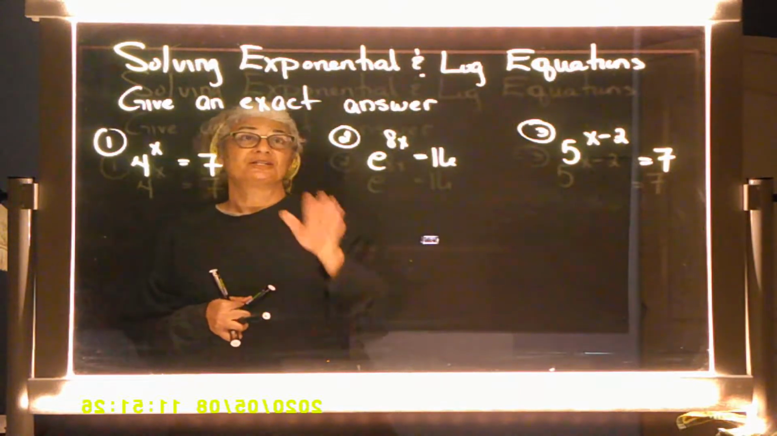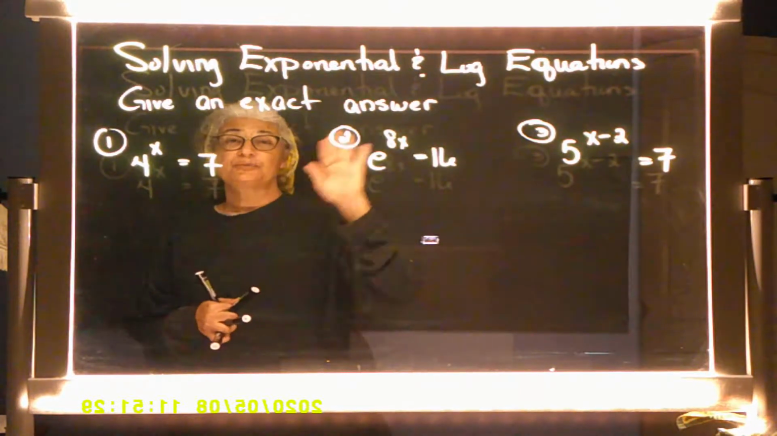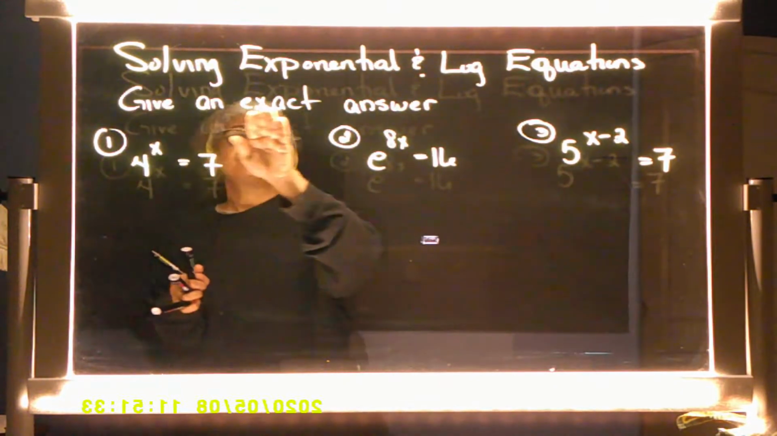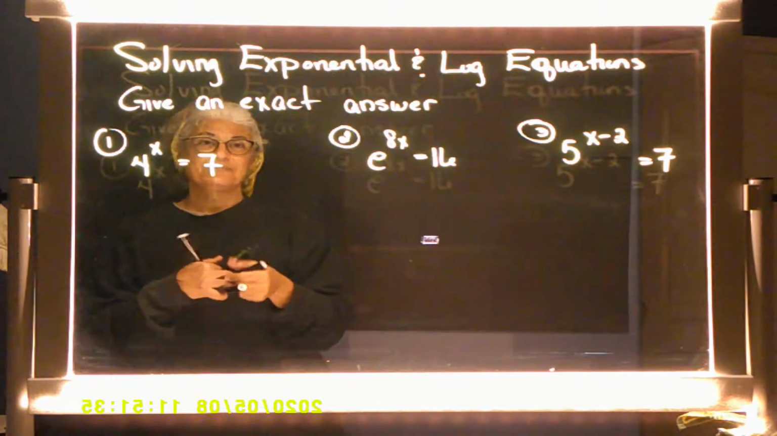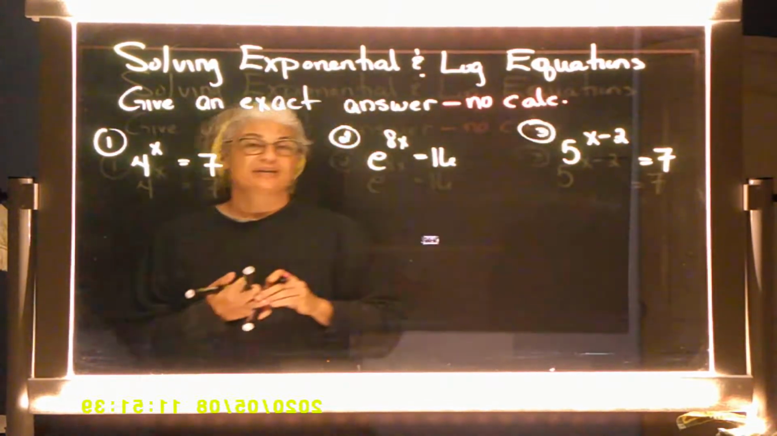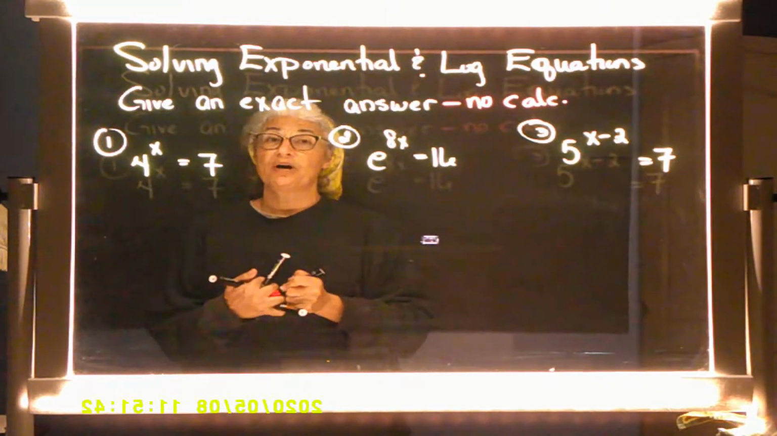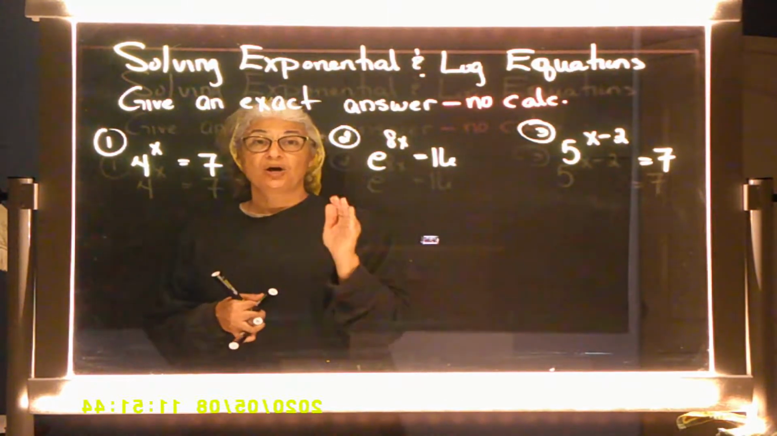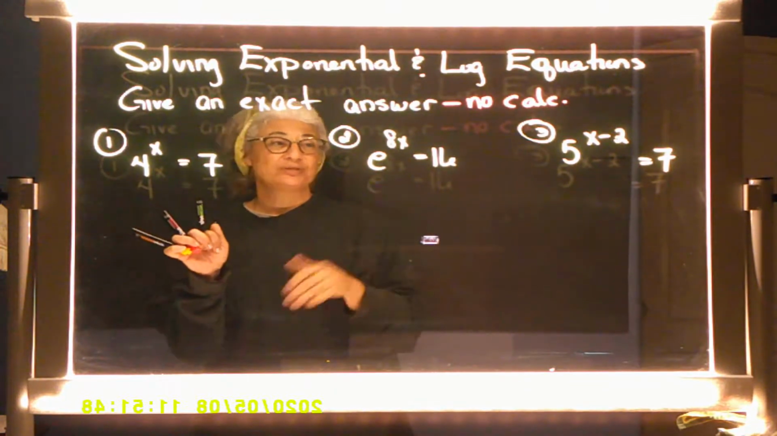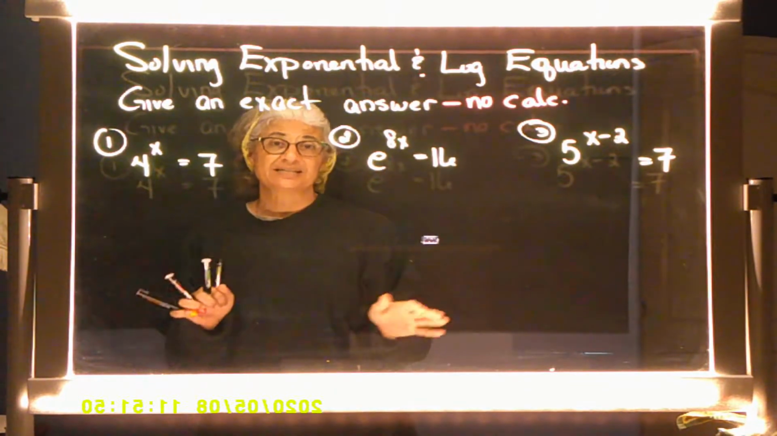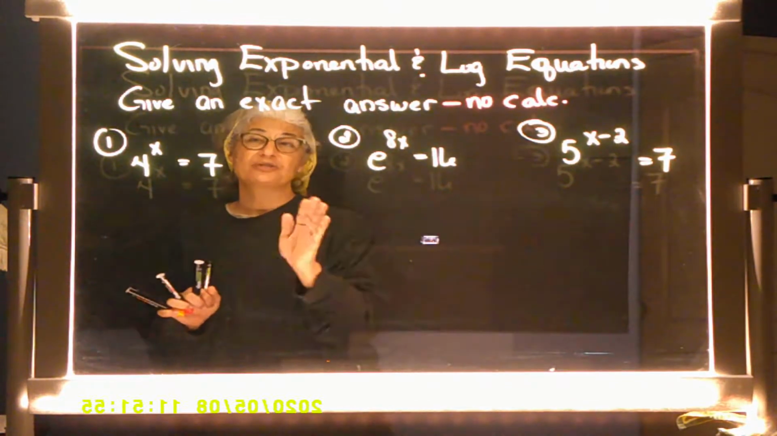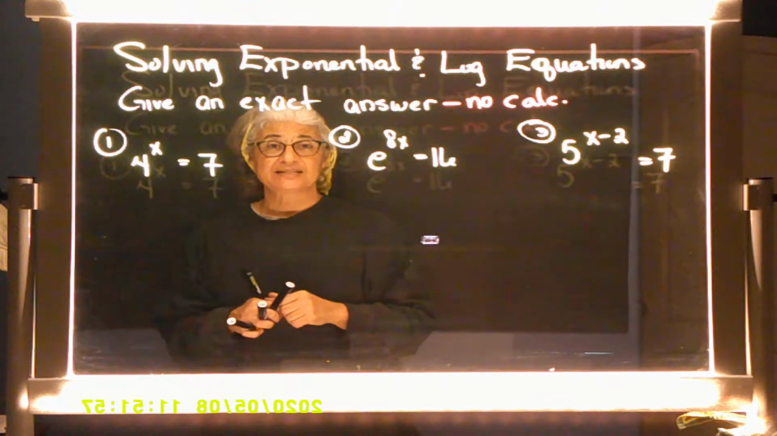Okay, so let's scoot on. In this section, we're talking about solving exponential and logarithmic equations. And notice the directions. They say give an exact answer. What does that mean? No calculator. Remember that. Stay off the calculator. They don't want a decimal answer. They want an exact answer, even if you still have the word log written in it. To them, it's an exact answer because you're not rounding. So understand that's what it means to give an exact answer.